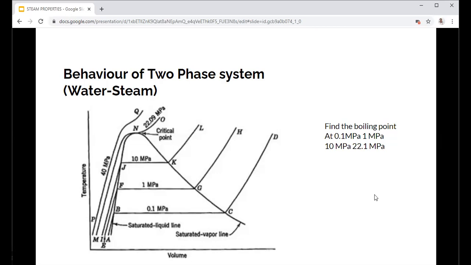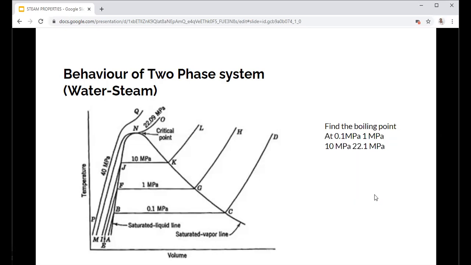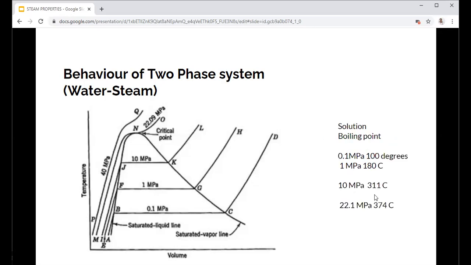Okay, so let me just show you these calculations. This first slide which I had shown you, I already explained how you find the boiling point using the steam table at 0.1 megapascal, 1 megapascal, 10 megapascal, and 22.1 megapascal. From the steam table you get directly the boiling point as 100 degrees centigrade at 0.1 megapascal. At 1 megapascal it was 179.9 degrees centigrade, which is approximately 180. At 10 megapascals it is 311 degrees centigrade, and at the critical point, the critical temperature was 374 degrees centigrade.